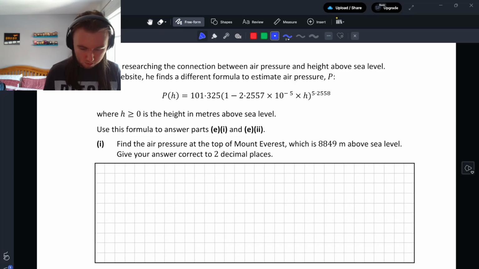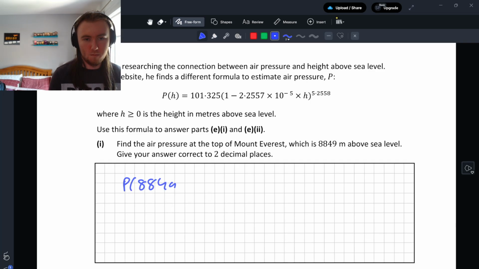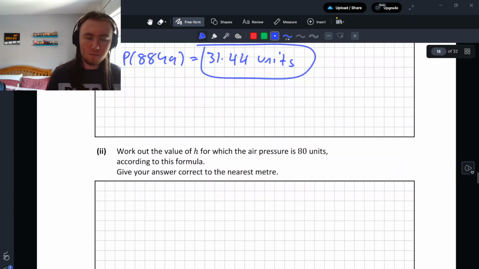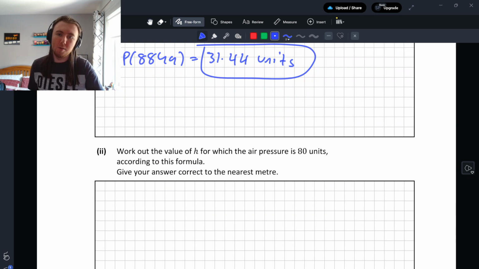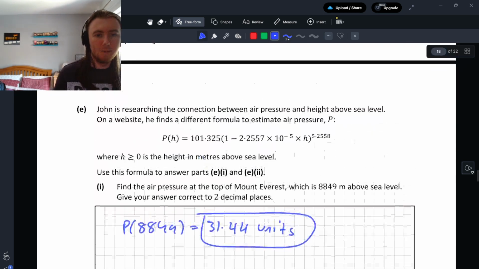So 101.325 times 1 minus 2.25577 times 10 to the minus 5 by 8849, all to the power of 5.2558, which is 31.44 units. Then work out the value of h for which the air pressure is 80 units according to this formula.